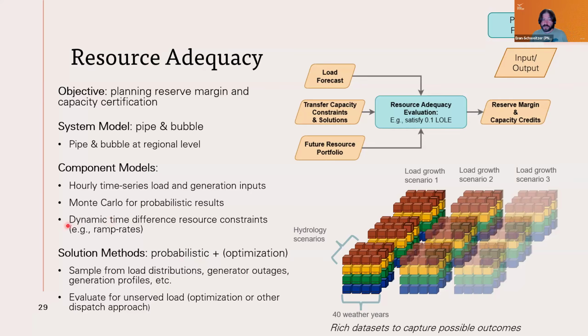There may be some time difference resource constraints on ramp rates. That depends a little bit on the type of specific resource adequacy model. And I just want to point out here that the idea is that we can quickly generate very large data sets if we're considering different variations on input. So for example, different weather years, different load growth scenarios like we were talking about in the previous slides.